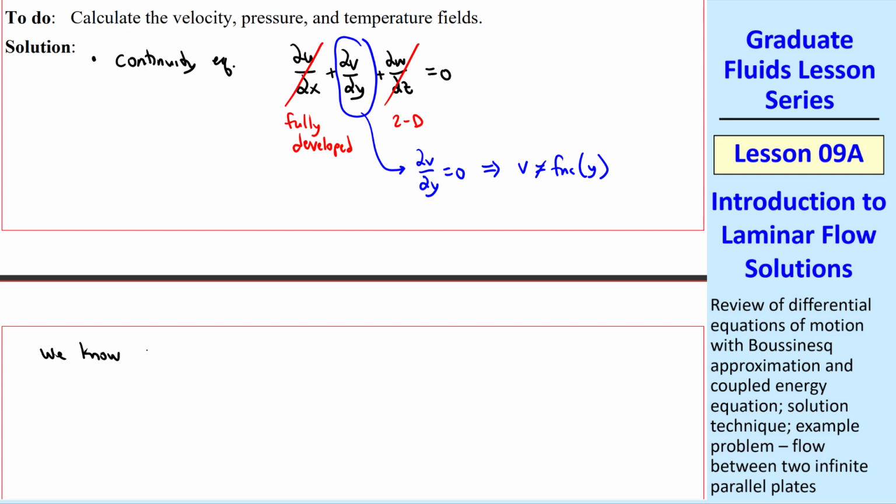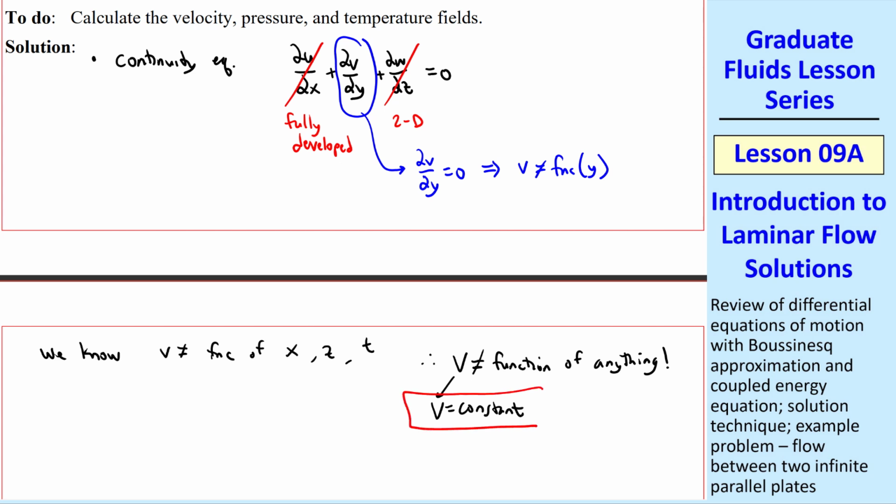But we know from our approximations and assumptions that V is not a function of x, since it's fully developed, or z, since it's two-dimensional, or time, since it's steady. Therefore, V is not a function of anything. In other words, V must be a constant.